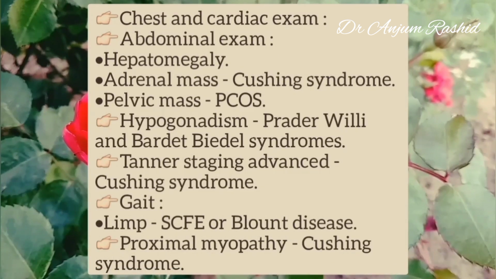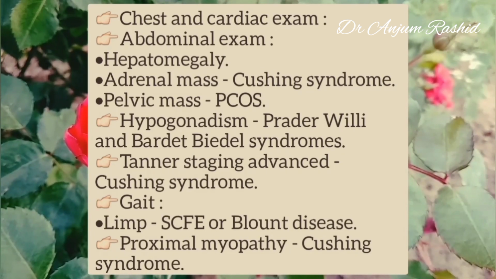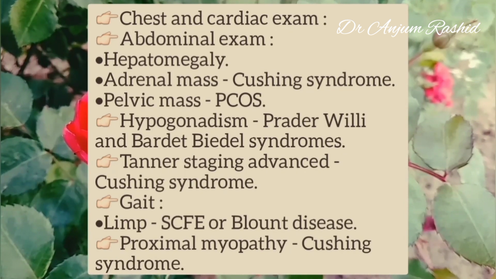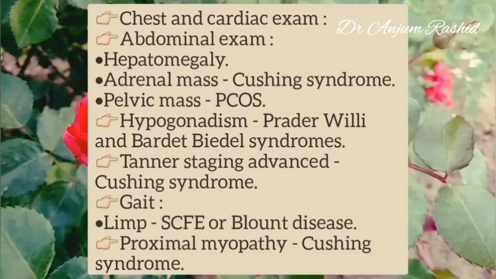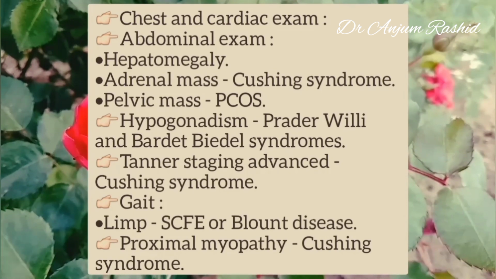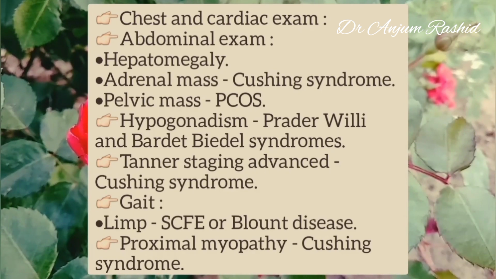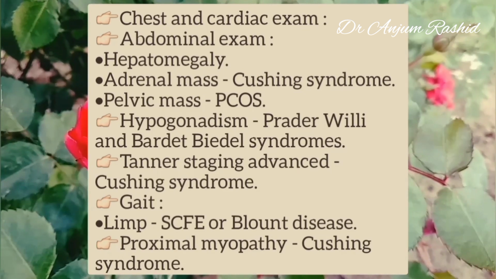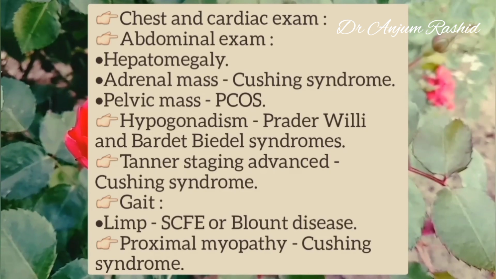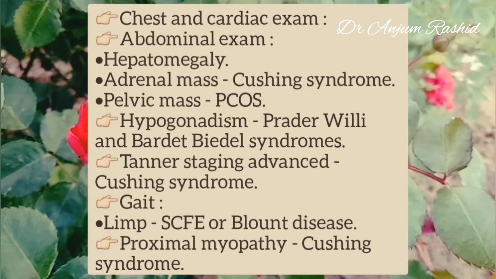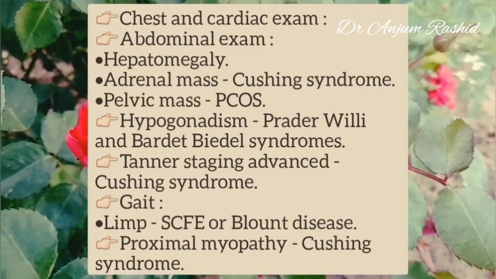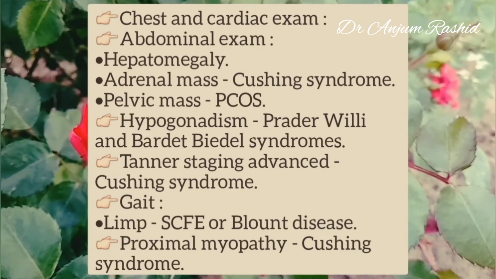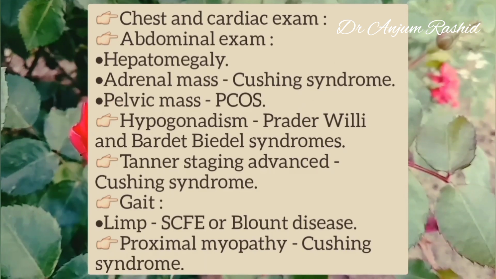Now chest and cardiac examination is important to note any complication. Abdominal examination may reveal hepatomegaly in severe obesity. Now there is adrenal mass in Cushing's syndrome or pelvic mass in polycystic ovarian syndrome. Hypogonadism is a feature of Prader-Willi syndrome and Bardet-Biedl syndrome. Tanner staging is advanced in Cushing's syndrome, and gait should also be noted because it may be limp in case of slipped capital femoral epiphysis or Blount disease. There may be proximal myopathy in case of Cushing syndrome.